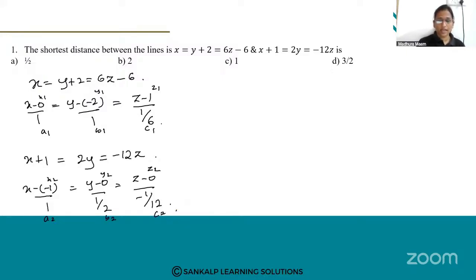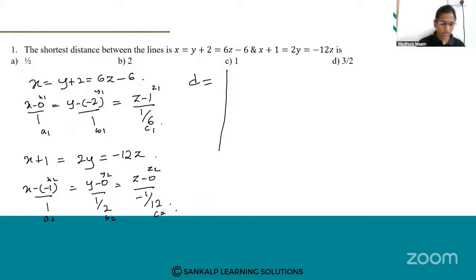Shortest distance. Now look at a1, b1, c1, and look at a2, b2, c2. Are they the same? No, they are different. That means these are not parallel lines. Right? So distance goes as determinant of x2 minus x1. Okay. So I'll write here directly. I hope you know the formula. First row is x2 minus x1, y2 minus y1, z2 minus z1. Second row is a1, b1, c1. Third row is a2, b2, c2.